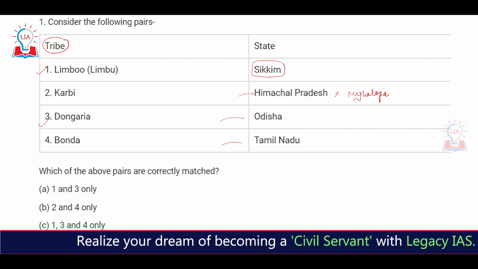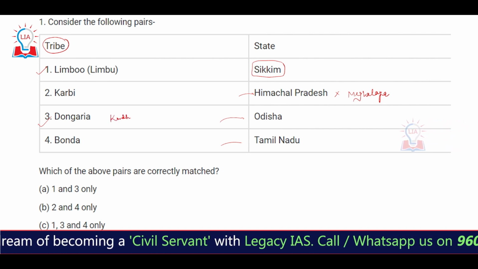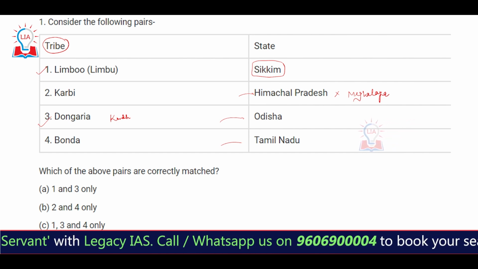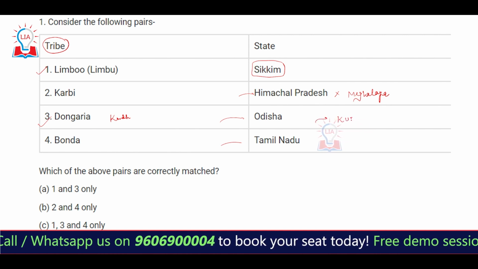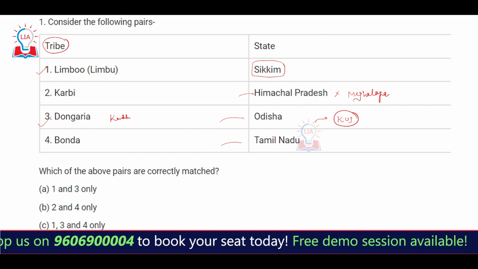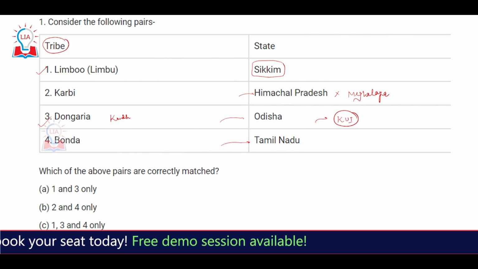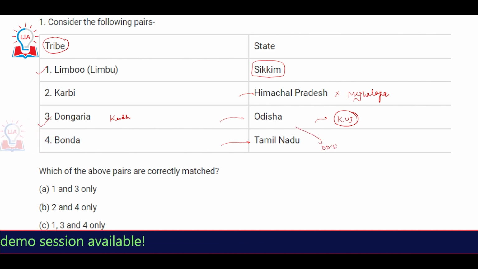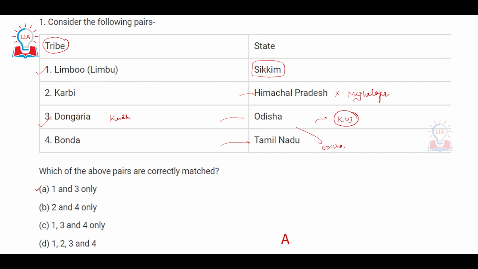Similarly, the Dongriya tribe are also called the Dongriya Kond tribe. They are living in the state of Odisha, especially in the Niyamgiri Hills regions of Odisha, and they also speak an endangered language called the Kui language. Similarly, we have the Bonda tribe in Tamil Nadu. That is also incorrect. The Bonda tribe also resides in the eastern states of India such as Odisha and Chhattisgarh. So the correct answer is A. Only first and third are correct.